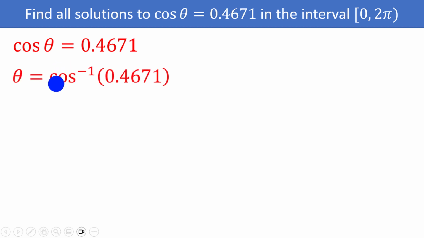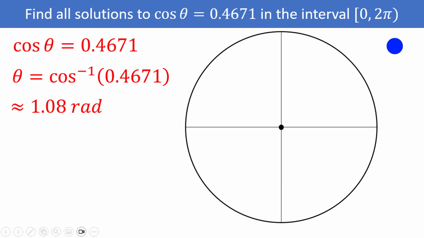So if we use inverse cosine, that will give us one of the 2 answers on one revolution of the circle. Okay, and if we type that into our calculator and we're in radians, we get about 1.08 radians. So what is this actually giving us? Maybe it's helpful to draw a picture and have our circle go in here.